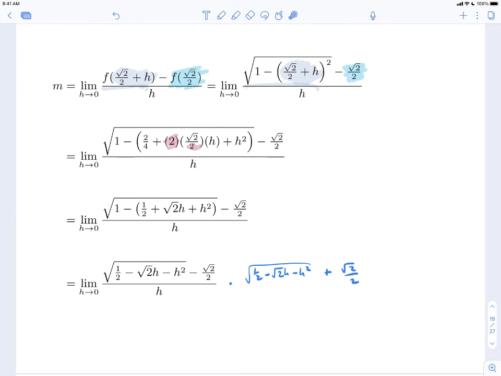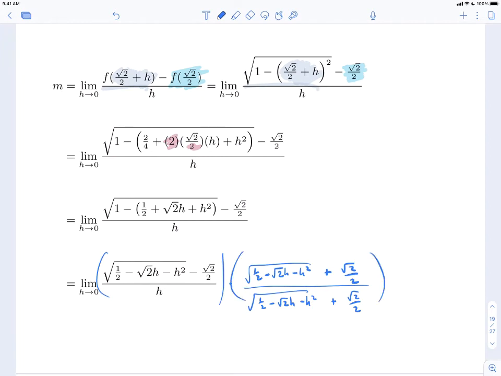Now why would I do that? I have some quantity a minus another quantity b, and then I'm multiplying it by the same quantity a plus b. So this is going to give me the difference of squares. So the squares will get rid of my radicals here. Now, of course, if I put it in the numerator, I have to put it in the denominator as well. So it's the square root of 1/2 minus the square root of 2h minus h squared plus the square root of 2 over 2. So I'm going to multiply this by all of that.